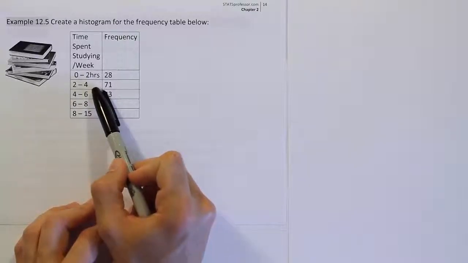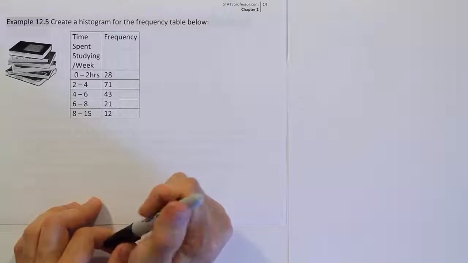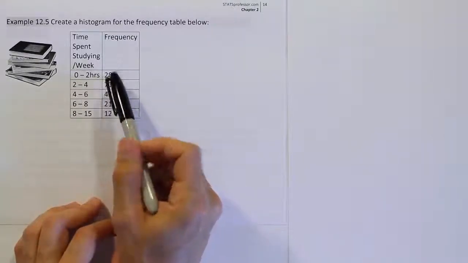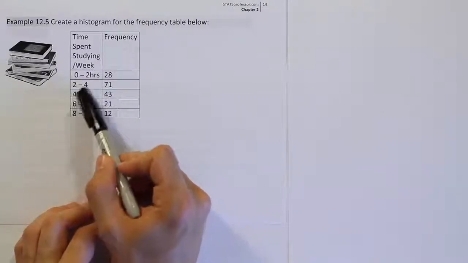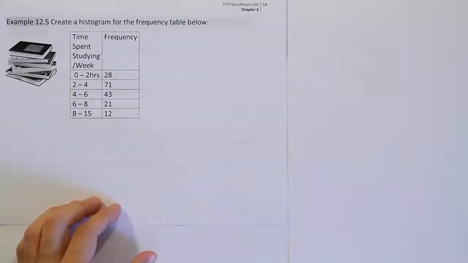So you might ask yourself, well, what would happen if somebody studied for exactly 2 hours? Which category would they belong to? Well, the answer is they would belong to the second category, category 2 here, because we have this rule that says that whenever there are overlapping categories, the left endpoint convention applies. So let me just remind you of what that is.